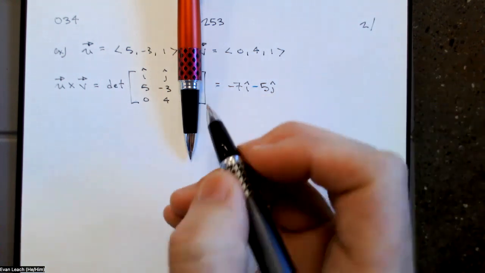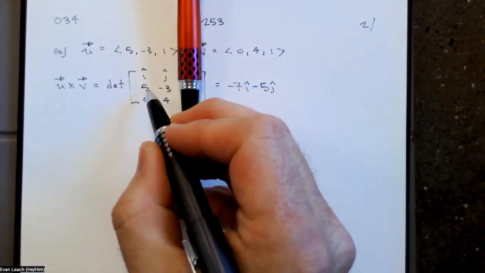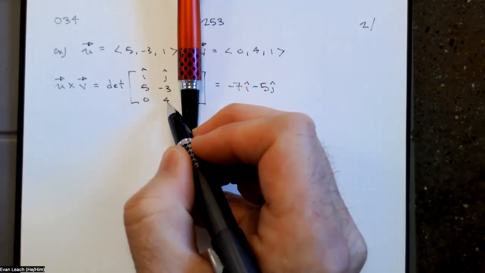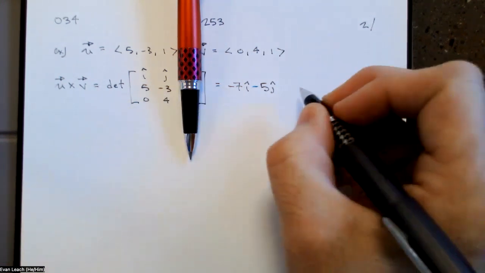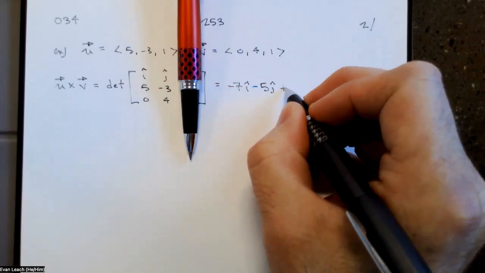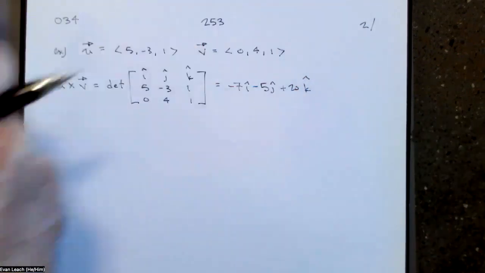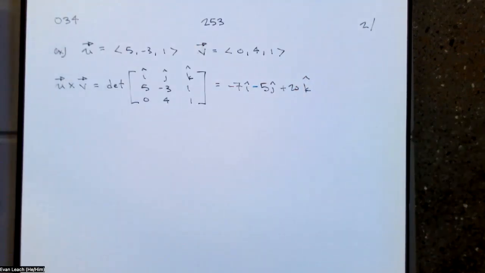The last term would be 5, the cofactor would be 5, -3, 0, 4. So 5 times 4 is 20, minus -3 times 0. So we'll just have a plus 20k. So this vector, -7, -5, 20 is perpendicular to 5, -3, 1, and 0, 4, 1, assuming that I did the correct calculation, which is not a safe assumption to make because that's arithmetic, and I'm not very good at arithmetic.